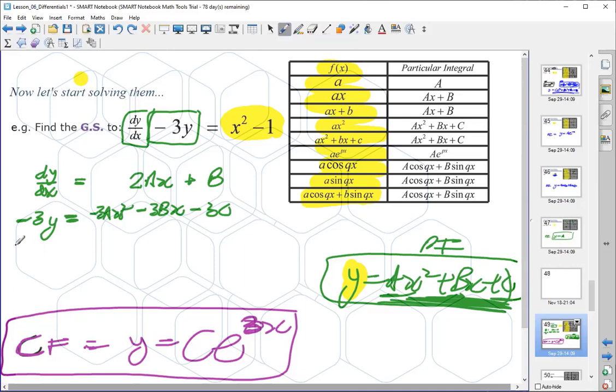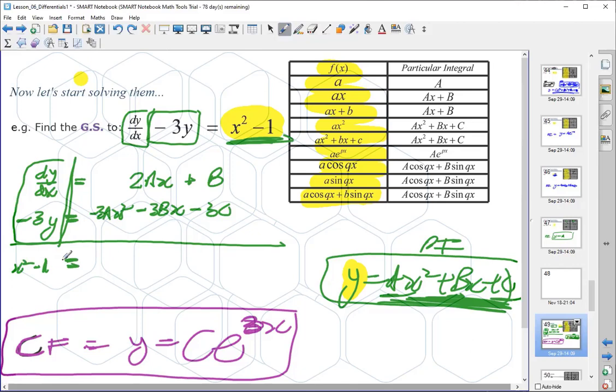Now what I'm going to do is add these two together, dy by dx minus 3y. And when I add it together, I know it's got to equal x squared minus 1. Do you see how I was very careful to line them up? The b and the minus 3c are underneath each other because they're units, and the 2ax and the minus 3bx are underneath each other. So that gives me minus 3ax squared plus brackets 2a minus 3b lots of x plus b minus 3c, the units.